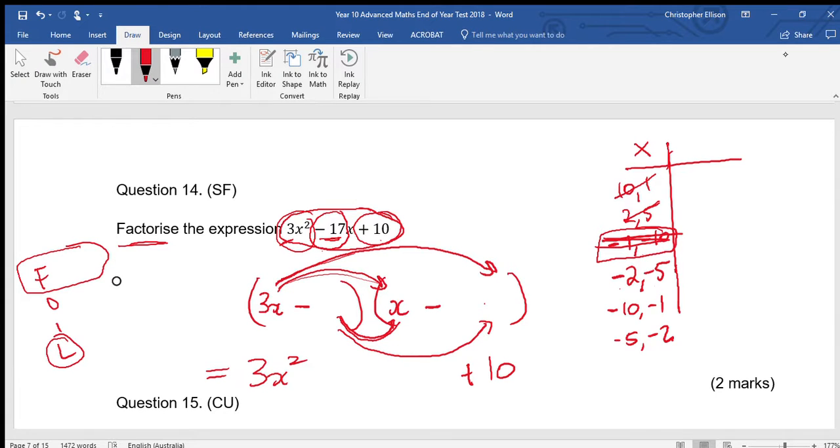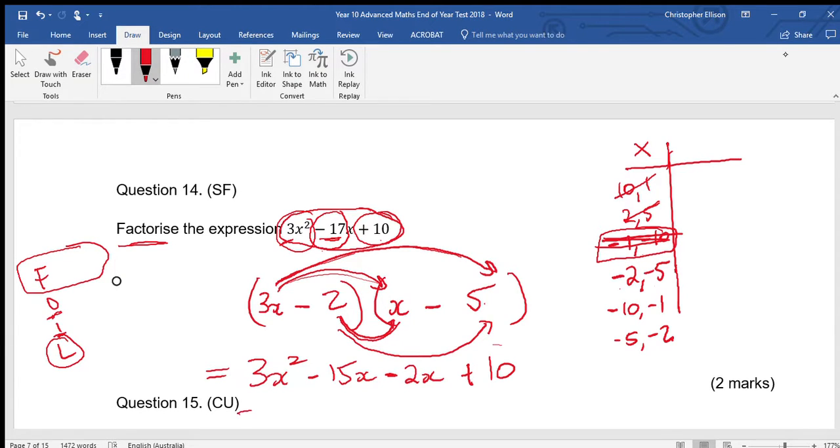Let's try the 5 here and the 2 here. I'm going to leave these values in here because I know that when I go negative 2 times negative 5, I'm going to get positive 10 as my last value, and I know that 3x times x is going to give us 3x squared for the first value. What I'm interested in is the outer and the inner. For the outer value, you get 3x multiplied by negative 5, which is negative 15x. And then for the inner two values, negative 2 times x, which is negative 2x.